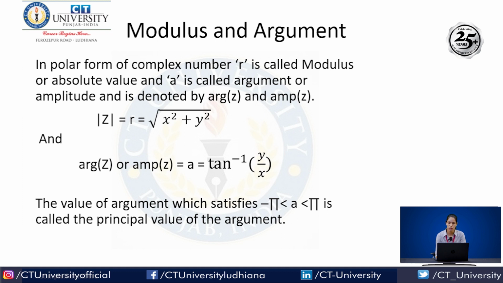So mod of z equals r, which equals under root of x square plus y square. This can be easily derived from the Pythagoras theorem, that is r square equals x square plus y square, with base, perpendicular and hypotenuse. Next is the argument of z or amplitude of z. This is the angle theta, where tan theta is y by x, so theta is tan inverse y by x. The value of the argument which lies from minus pi to pi is the principal value of the argument. There are certain cases of the principal values, but I am not discussing them right now because this is the basic form of complex numbers.